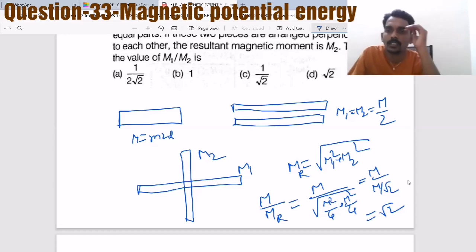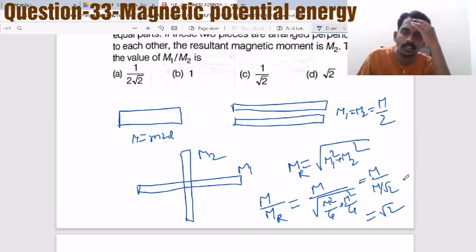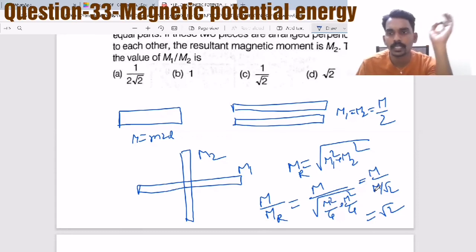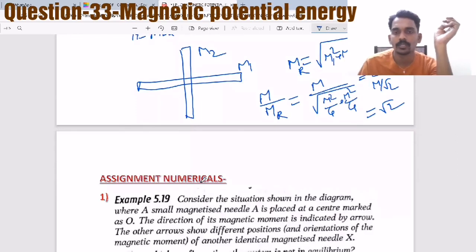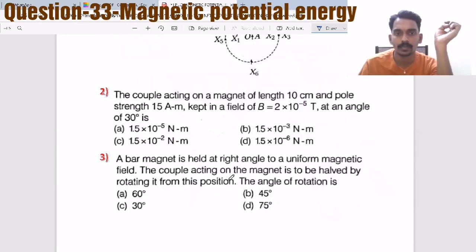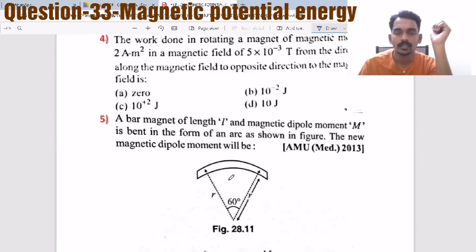So this way, as I said, questions can be asked based on the combination of magnets, that is, effective magnetic moment. This is how questions will be asked based on the magnetic moment, the work done in rotating the magnet from one position to another, and the effective magnetic moment of two magnets kept in contact. Based on that, I have given similar kinds of questions as an assignment. So please try to understand and try to solve them.